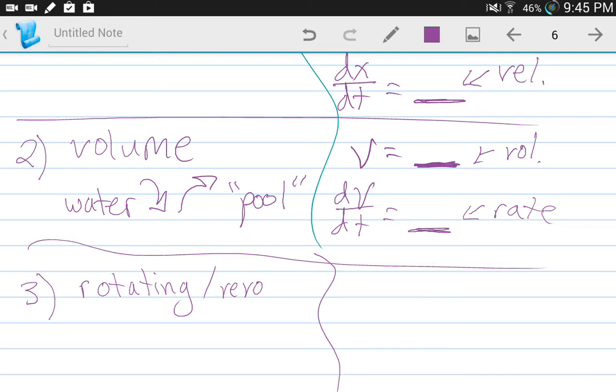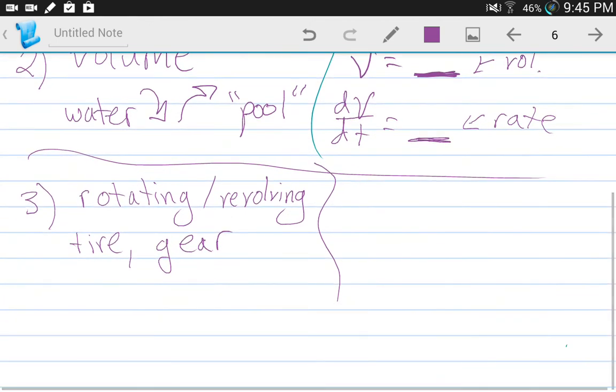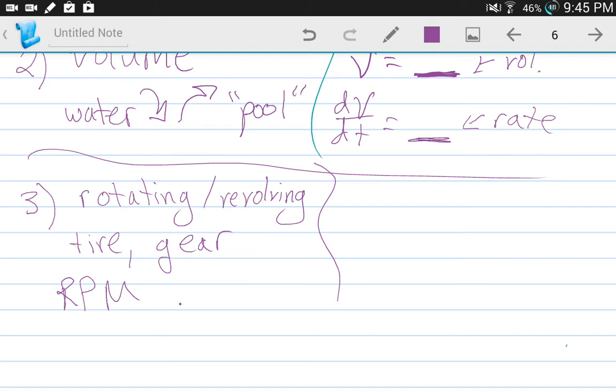And this is usually a circular object, like a tire or a gear or something like that. And if you're driving, you'll see in your car that RPM, which means rotations per minute. And so when we're rotating something in a circle, just a reminder, a circle is 360 degrees, or 2 pi radians, and in calc usually we use the radians one.